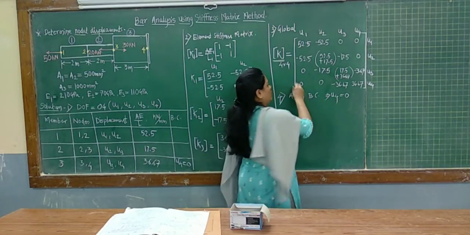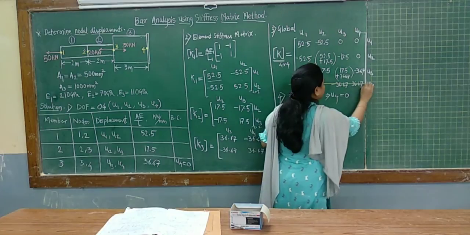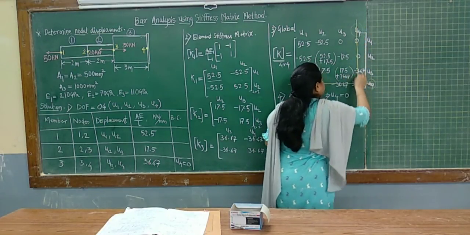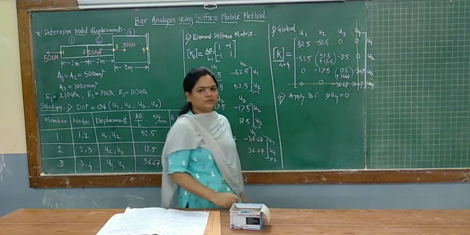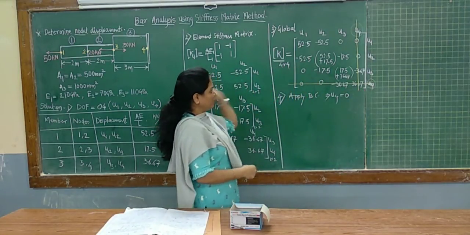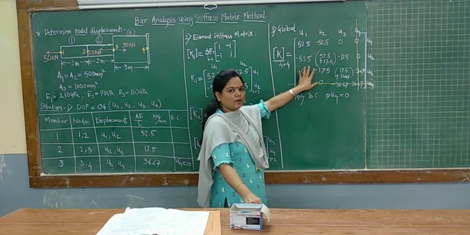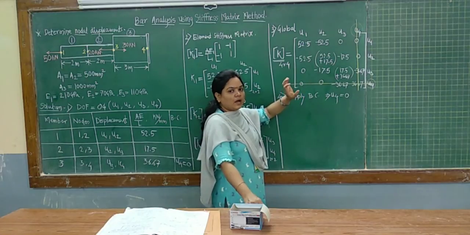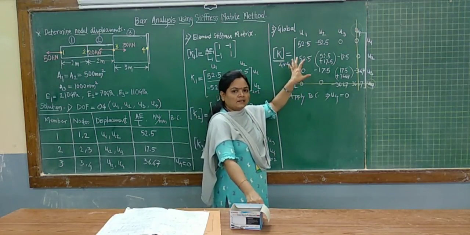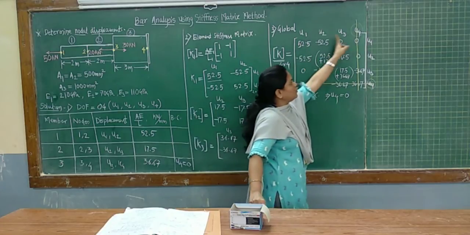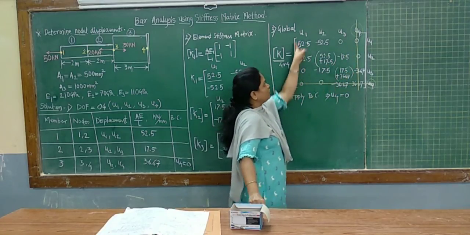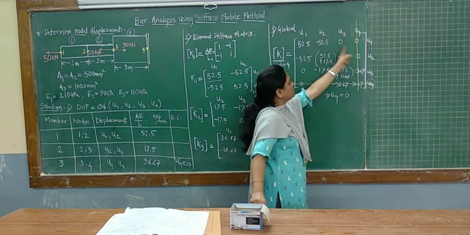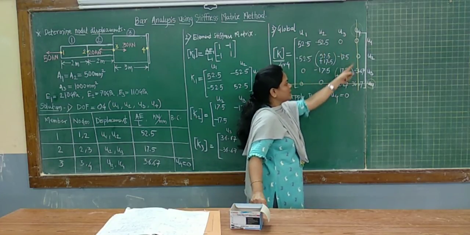U4 is 0, so cancel the row associated with U4, and also this column. That is deleted from the global matrix. So here the boundary condition is imposed. Now the remaining values related to U1, U2, U3 are the unknowns, right? And the actions corresponding to those unknowns are left here in this matrix.